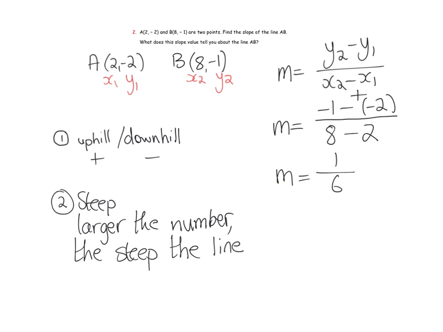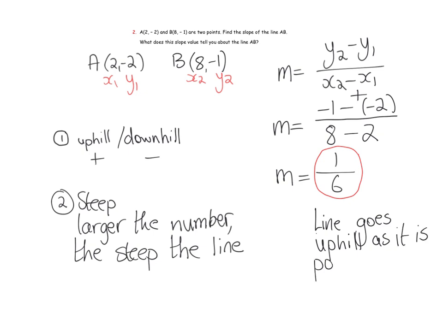So here we have the slope of 1 over 6. First of all, we have to figure out whether it is a positive or negative slope. Well, it is positive. There's no negative sign, so it's a positive sign. So this line goes uphill. So we can say that the line goes uphill as it's positive. And then also we can say that 1 over 6 isn't very big.